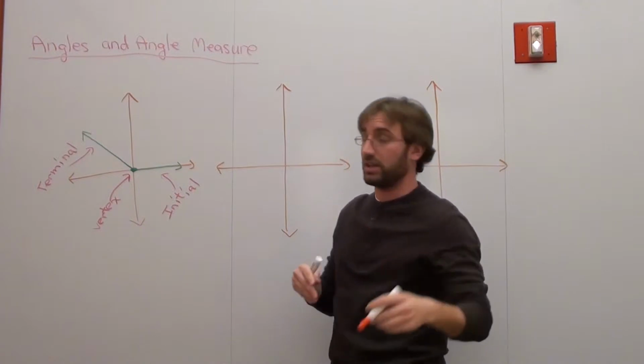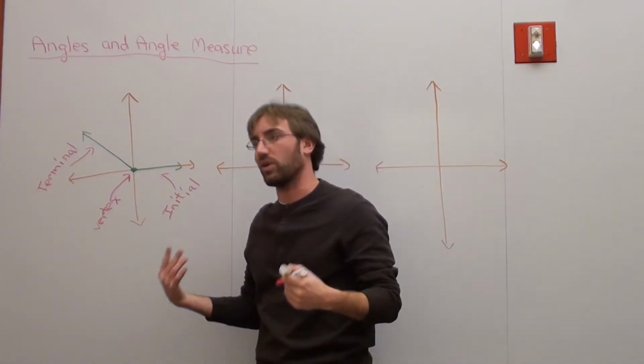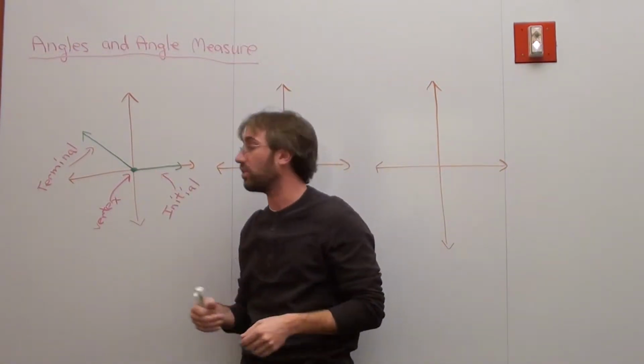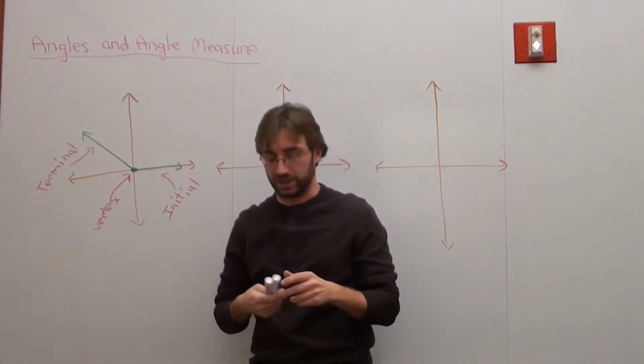Now, something to consider to try to help you remember it. Initial means beginning, or first, so we'll start here. Terminal is where we're going, like a terminal at the airport, so wherever you're going to is the terminal side. And the vertex is what connects it.